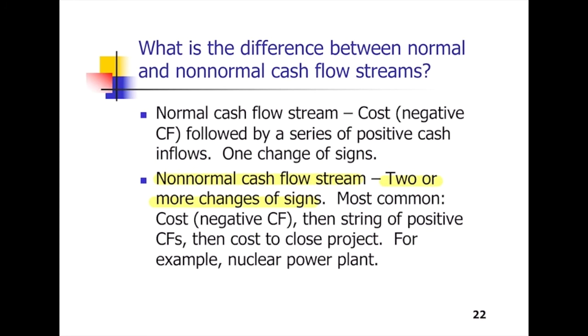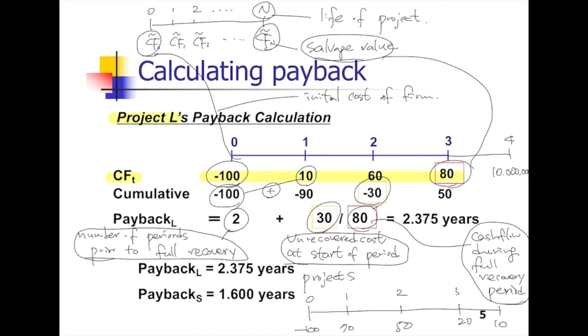So in the normal case, the cost is followed by a series of positive cash inflows. So there's one change of sign. Like this project, there is one cost and the sign changes only one time, and from T1 to after that time, there is no sign change, right? So the sign changes only one time. In this case, we have only one IRR.